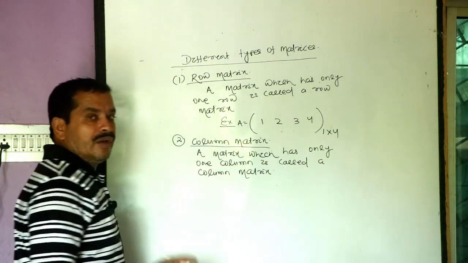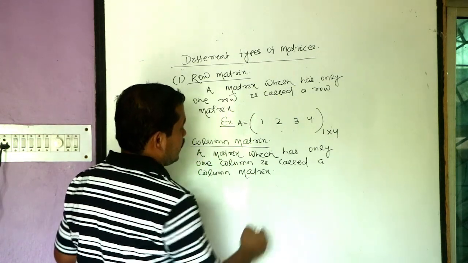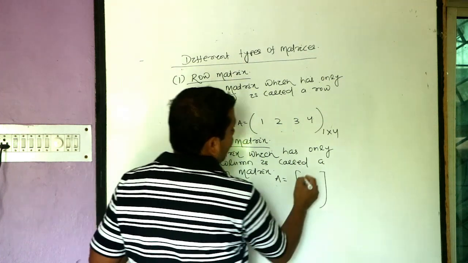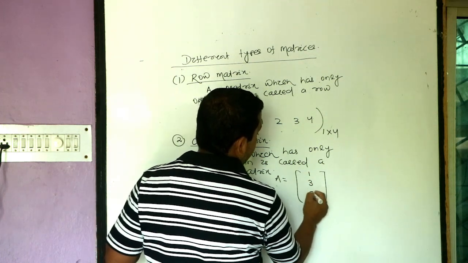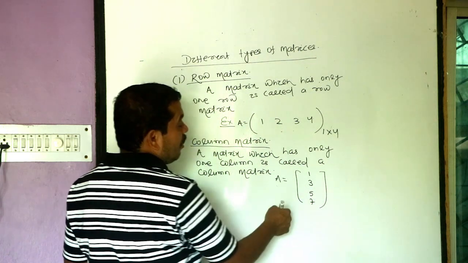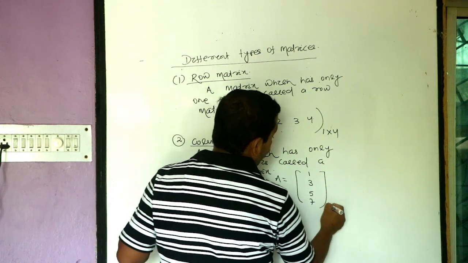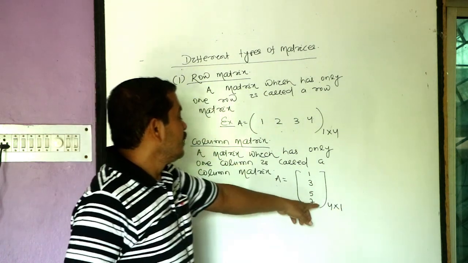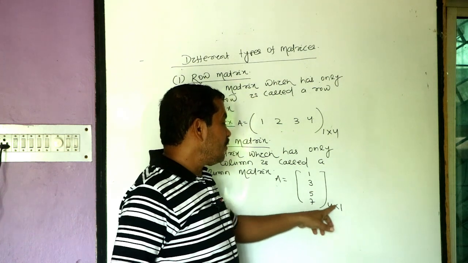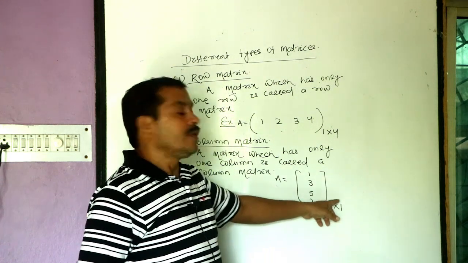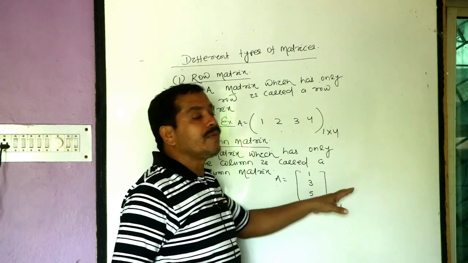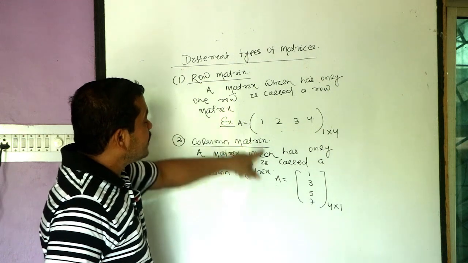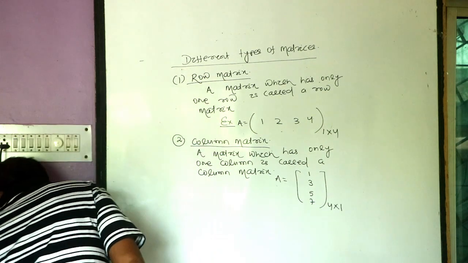A matrix which has only one column is called a column matrix. For example, we can also represent a matrix as 1, 3, 5, 7. It has one column and 4 rows, so its order will be 4 cross 1. First represents the number of rows, second represents the number of columns. So this type of matrix is known as a row matrix and this is a column matrix.